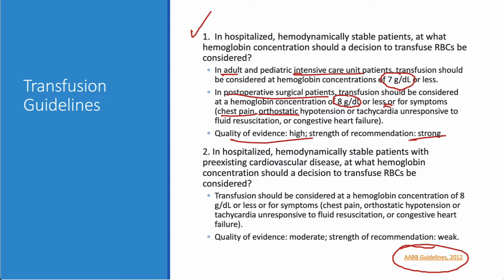Now, what about patients with pre-existing cardiovascular disease? Well, for those patients, the recommendation is to keep their hemoglobin more than 8. Now, the quality of that evidence is not great. It's moderate, and the strength of the recommendation is kind of weak, right? But in clinical practice, in cardiology, we strongly adhere to this. We don't want people to have a hemoglobin less than 8 without really good reason.